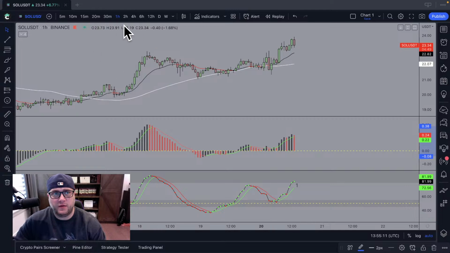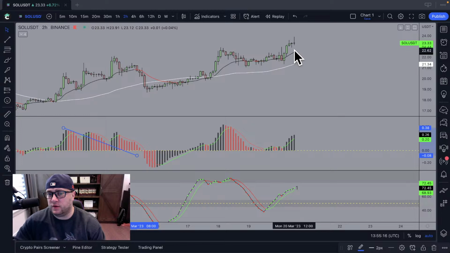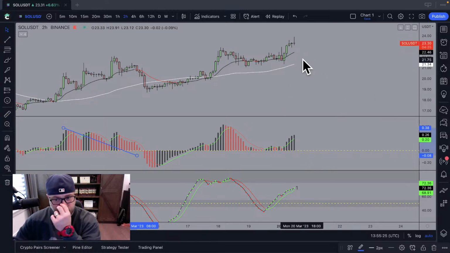But on the 2 hour chart on Sol, we have a really ugly candle. So it looks like we're heading down. Are you asking to go long or go short? Because I definitely wouldn't be going long right now. It looks a little sloppy to me.